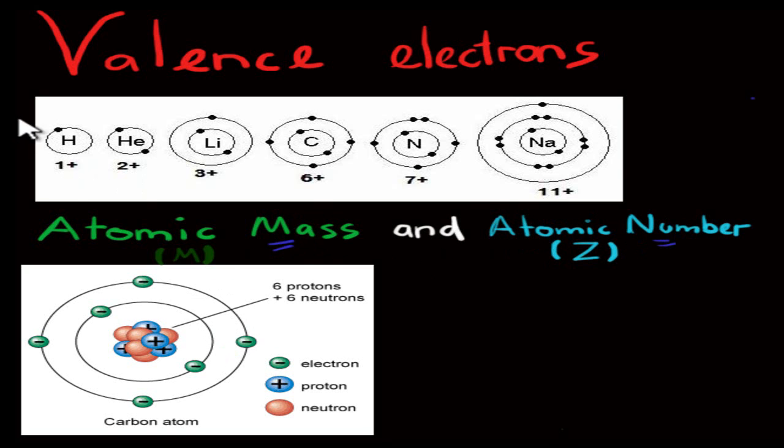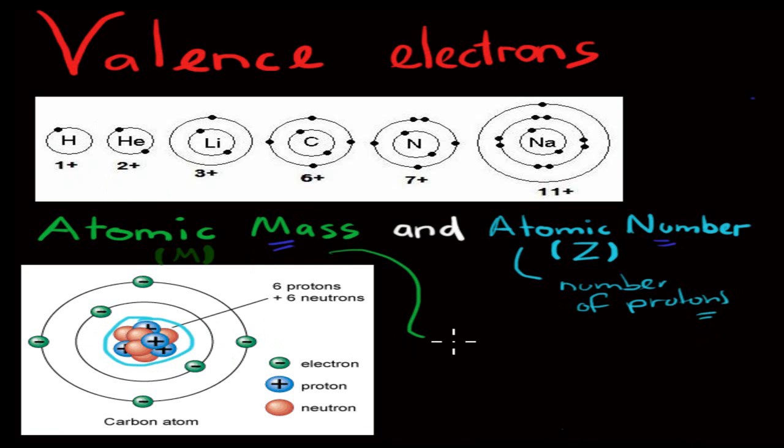The atomic number, A or Z, is basically just the number of protons. Protons we can always find in the middle or the center of your nucleus. This is your nucleus right here, and in the middle of it we've got protons and neutrons. And the atomic mass is just basically the mass of the atom, so anything that has mass is part of the atomic mass.